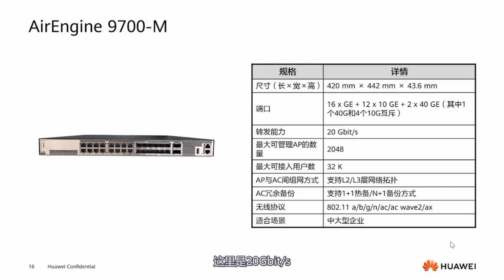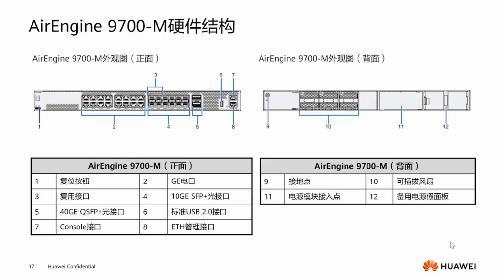It can manage up to 2048 APs, about 4,000 fewer. The number of accessible users is 32K, half as many. Wireless protocols are all supported, including the 2 devices mentioned above. Both support Wi-Fi 6. It can be used to build medium to large campus networks, enterprise office networks, wireless metropolitan area networks, hotspot coverage, etc. The hardware structure is basically not much different from the previous 6805. Just understand it briefly. Let's look at another one.